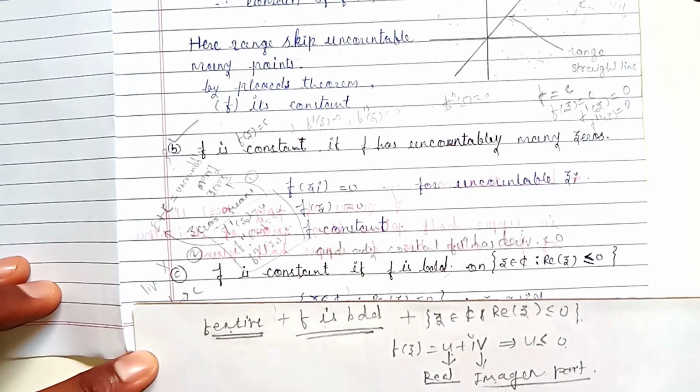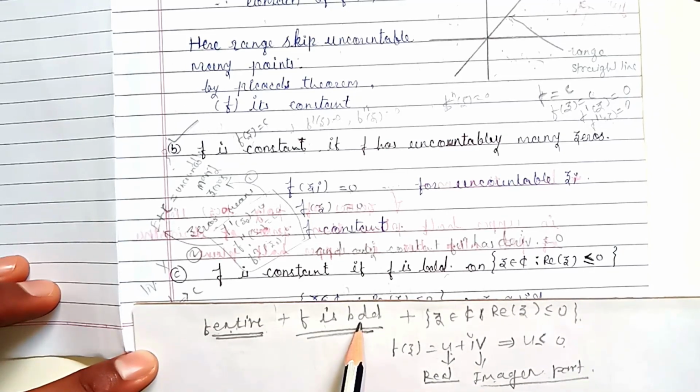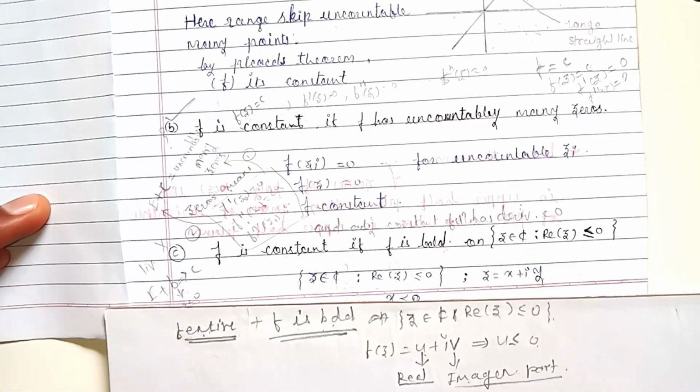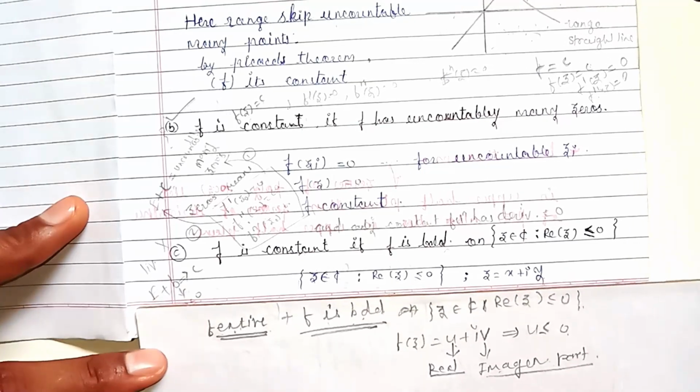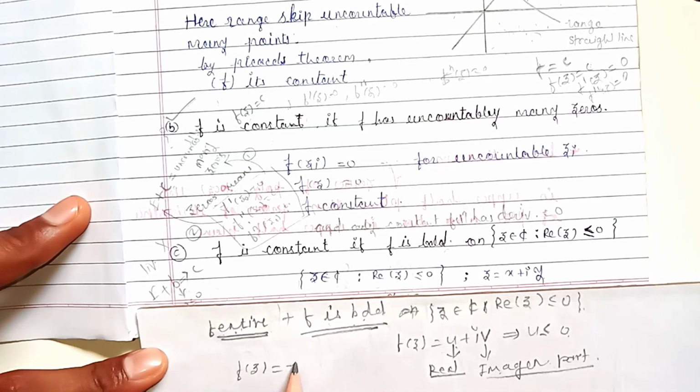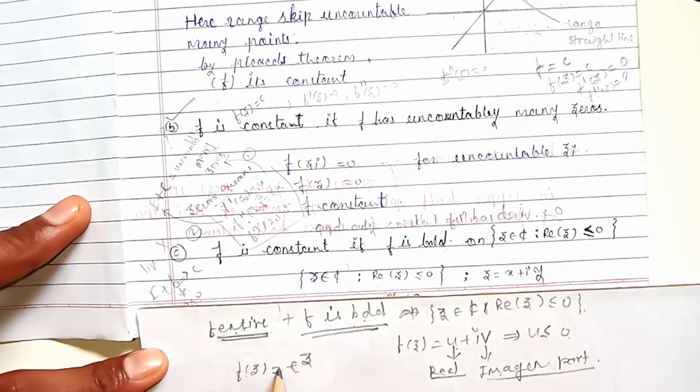So consider some counterexamples. Any counterexample that can satisfy f is entire and f is bounded, and then check whether f is constant or non-constant. So let me select one counterexample. One of the most famous examples we always consider, which is entire in the whole complex plane, is f of z equal to e raised to z. So I consider f entire, f of z equal to e raised to z.